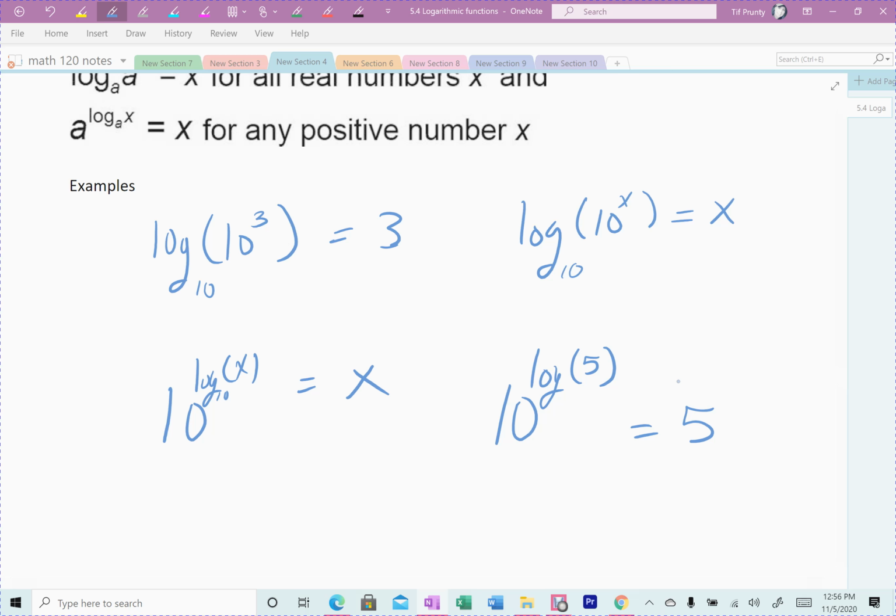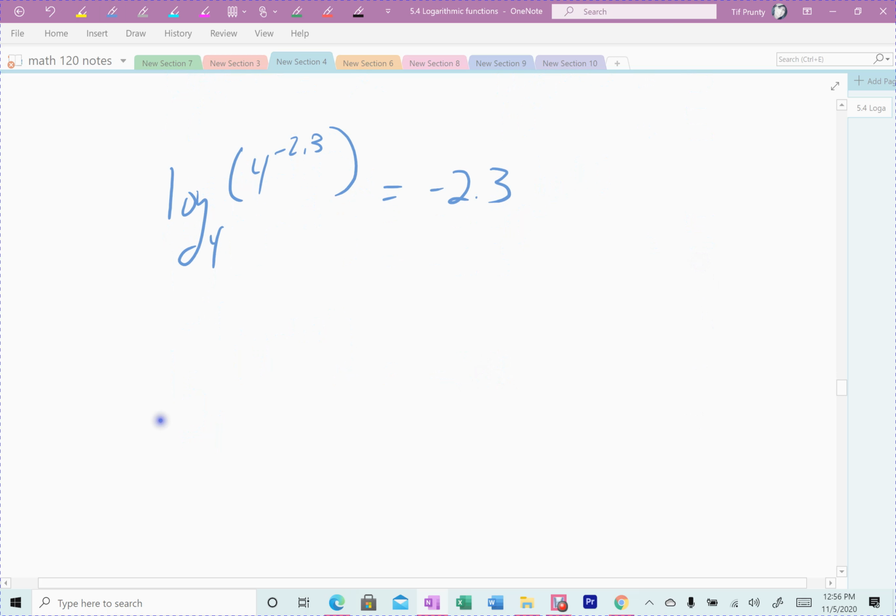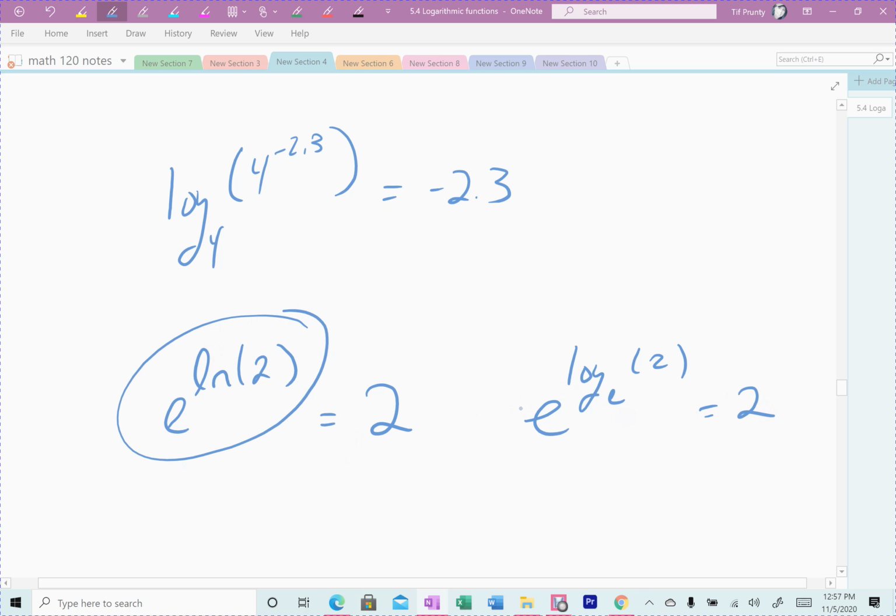And that's true for any base. All right, so I've done some examples of base 10. Well, that would be true for any base. If I had log base 4 of 4 raised to the negative 2.3, well, the answer that would come out would be negative 2.3. Or if I had e raised to the natural log of 2, well, the answer to that is 2, right? Because the natural log, remember, that ln means log base e. And so log base e is the inverse of the e function, and so they cancel each other out. And if you type this into the calculator, e raised to the natural log of 2, it should give you 2 out because they're inverses.